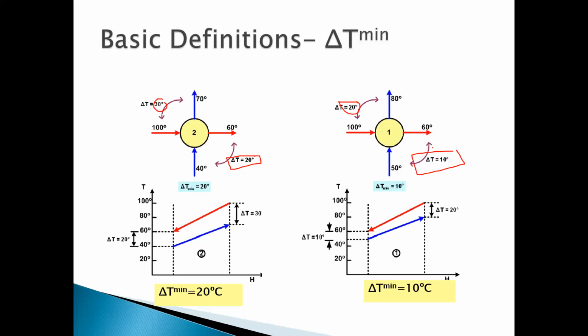So delta T min is the minimum temperature difference, and it is also considered a design parameter for the heat exchanger network that we are designing. And the delta T min can be obtained considering the capital cost and operating cost.